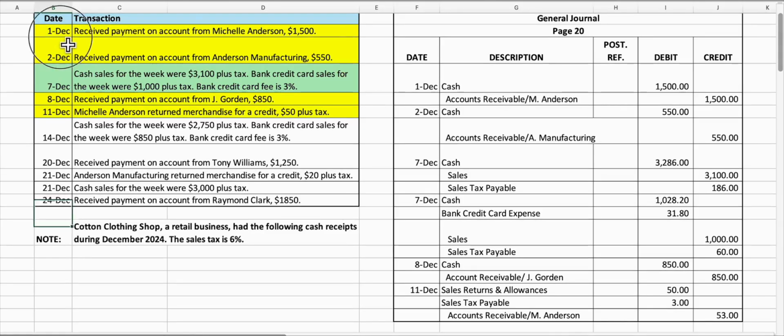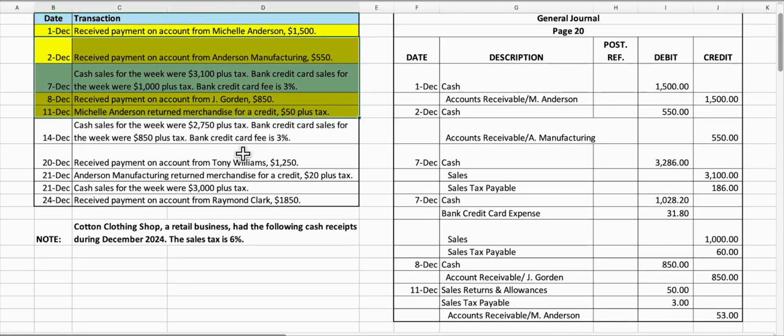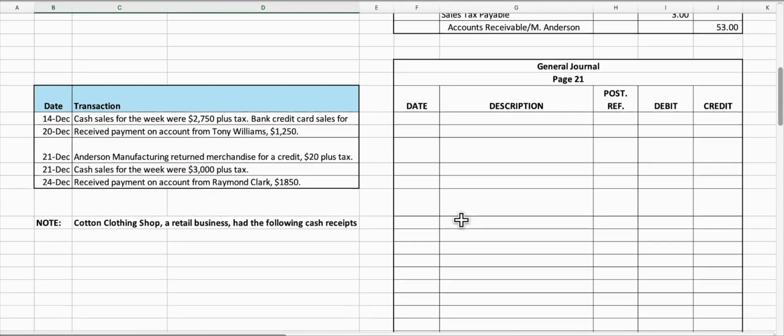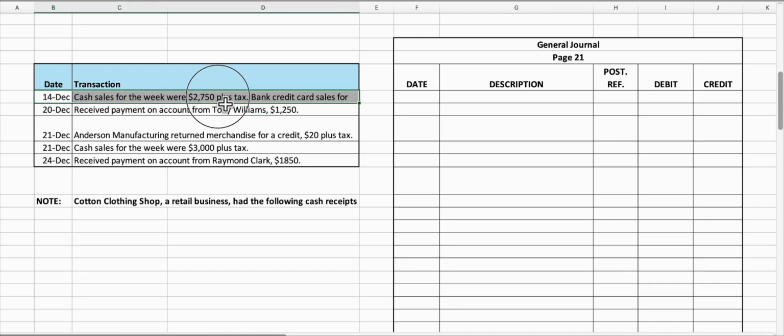Okay, so we've taken care of the first page. Now, the rest of this will be entries on the second page. So let's scroll down to there. Starting with the 14th, we'll start with that transaction.